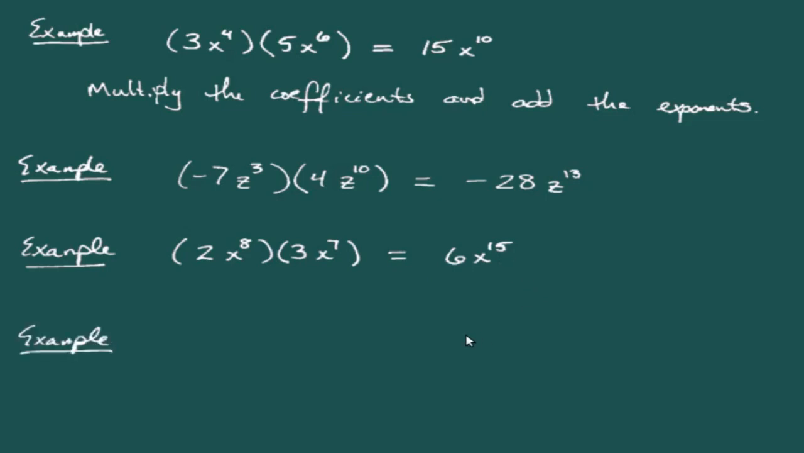Our last example, we've got negative 5y to the 4th times negative 6y to the 12th. When we multiply the coefficients, negative 5 times negative 6 gives us a positive 30, and we add the exponents. 4 plus 12 gives us 16. So we've got 30y to the 16th power.